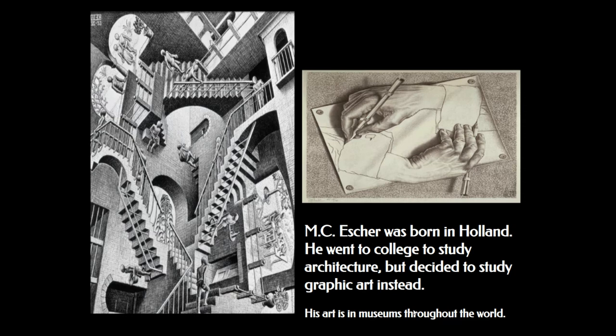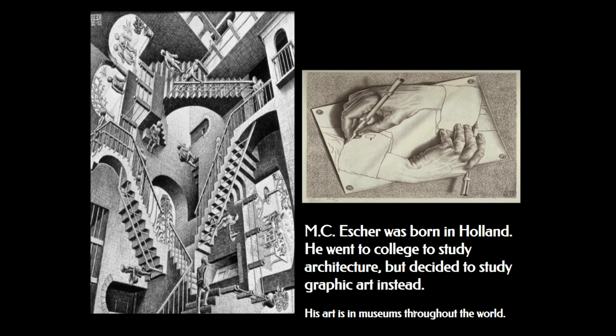M.C. Escher was born in Holland, and he went to college to study architecture, but decided to study graphic art instead. So when you look at his art, you definitely can see that some of his art was influenced by architecture, especially this image on the left. You might have seen this image in a movie or in a book.